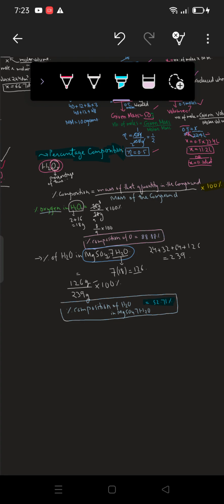We take the mass of that particular quantity whose percentage we want to find, and divide it by the mass of the entire compound. And of course, if we are finding a percentage, we multiply by 100%. Then we get the percentage composition of that particular element present in the compound.